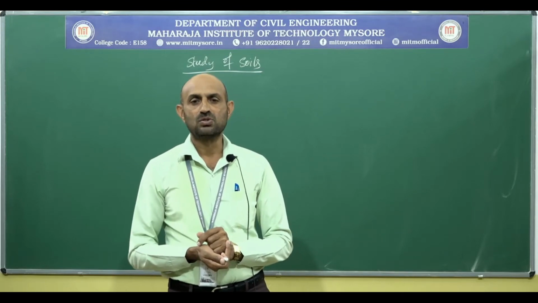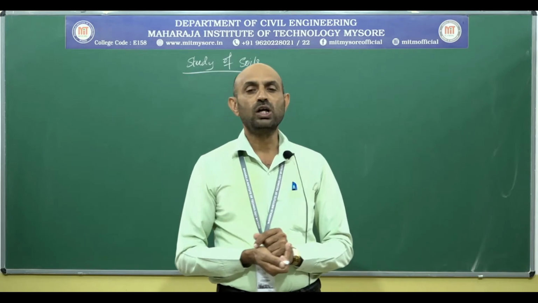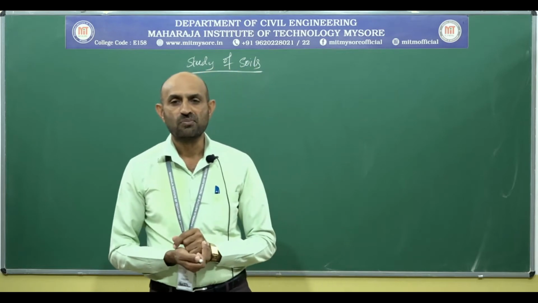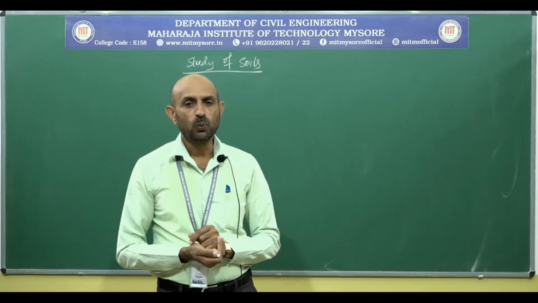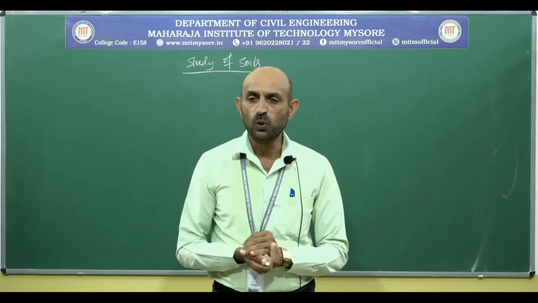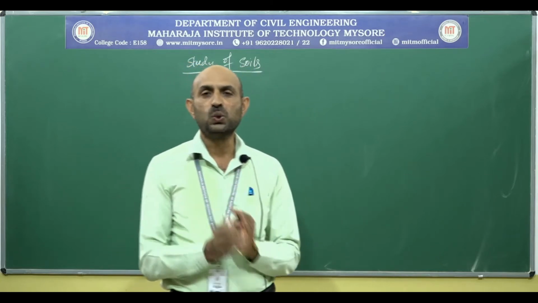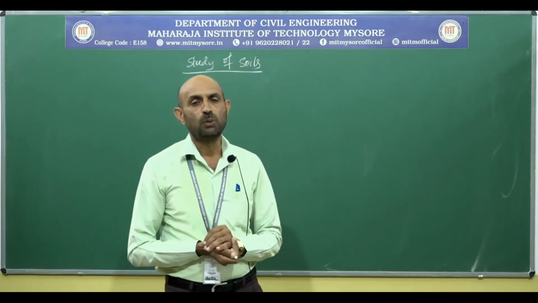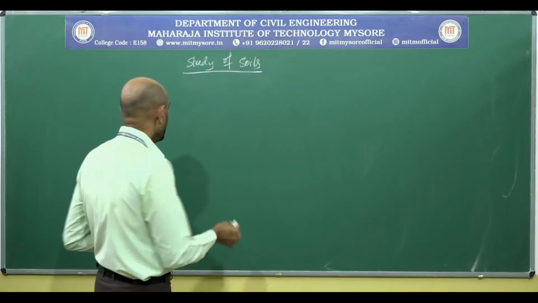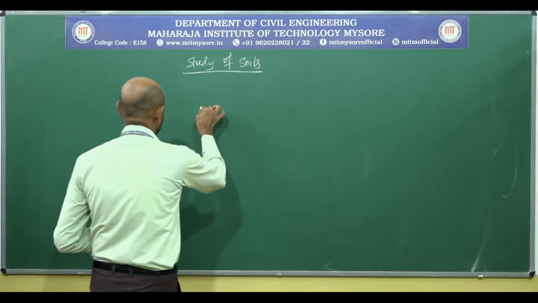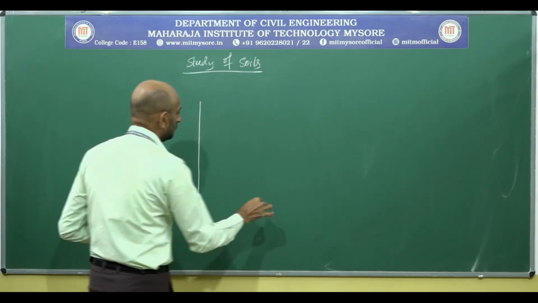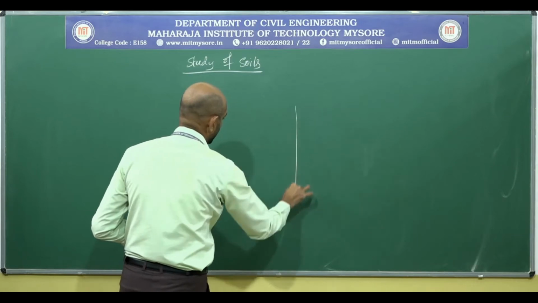The next is soil profile. What is a soil profile? A vertical section of soil in which all the horizons, in which 4 horizons are shown, is known as soil profile. A is the topmost horizon, below which is B horizon, the next is C horizon, and at the bottom we are going to find D horizon.